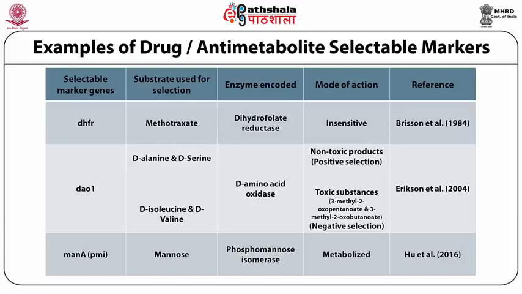The same enzyme also acts upon D-isoleucine and D-valine, and these D-amino acids, when acted upon by amino acid oxidase, can be converted into toxic substances. So in the presence of these amino acids, toxic substances are produced due to the activity of this enzyme, and the plant cells will be killed. So this is known as negative selection.